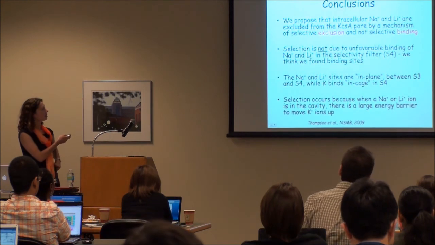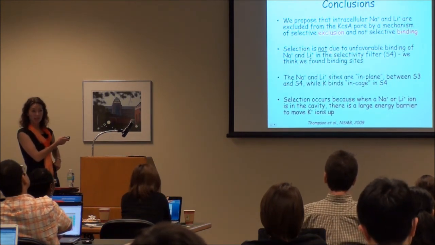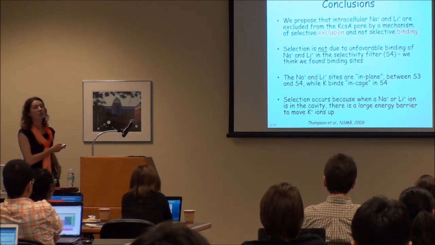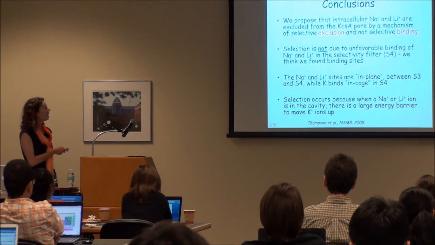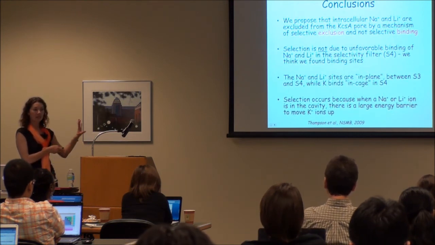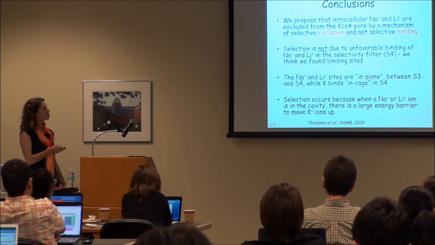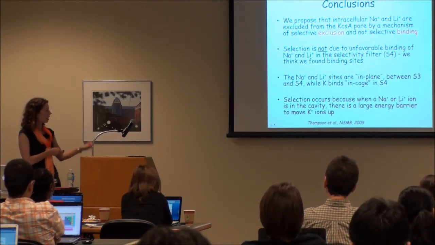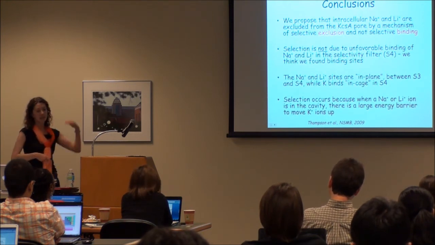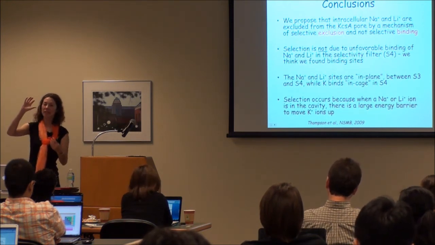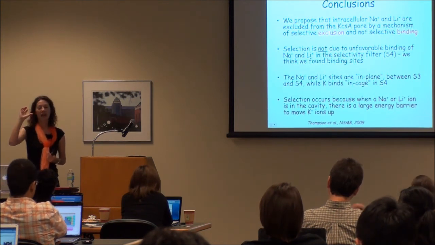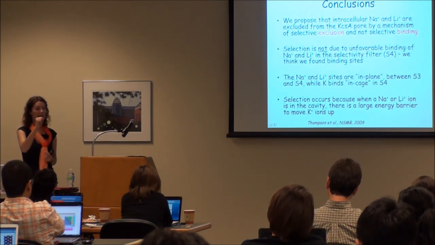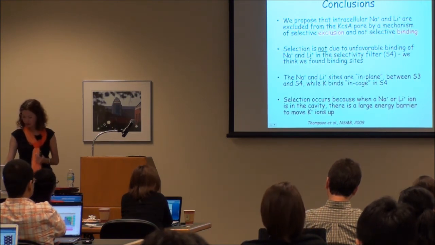Intracellular sodium and lithium are excluded from the core by a mechanism of selective exclusion and not selective binding. The selection is not due to unfavorable binding because we think we found the binding sites. The reason they weren't found before is because they're in a different place. They're not in the cage of those carbonyls, but in the plane. And the selection occurs because there's a large energy barrier, because this pore is a multi-ion pore, and it's optimized for potassium ions. Okay, it's optimized for potassium ions and not for sodium ions.